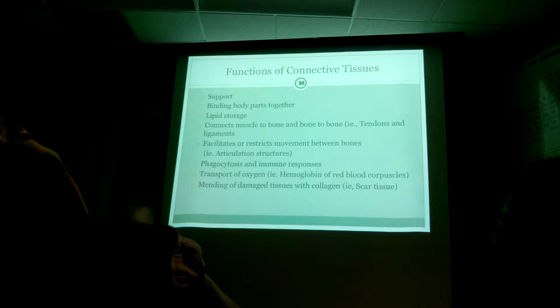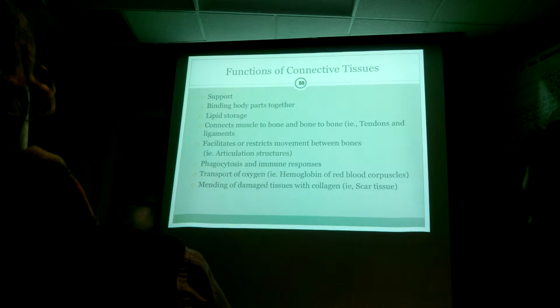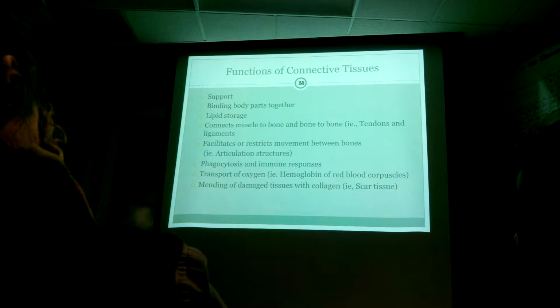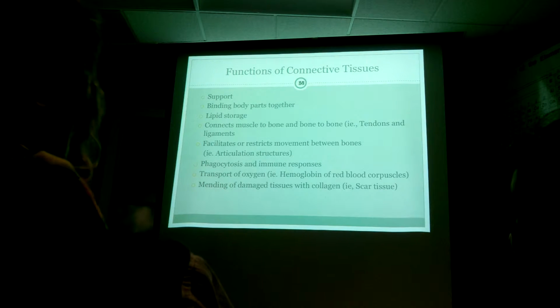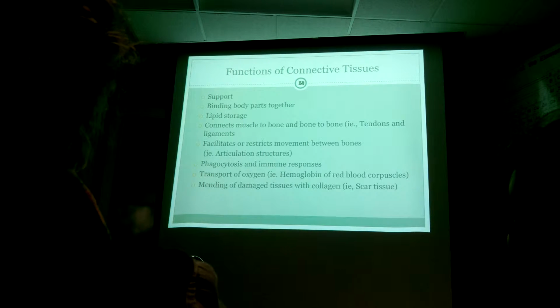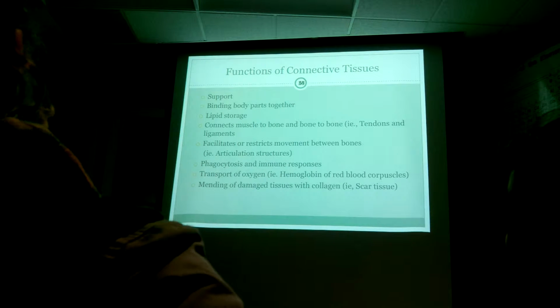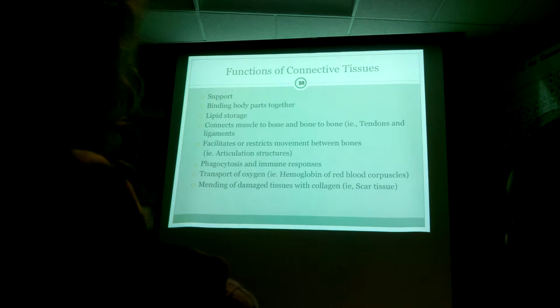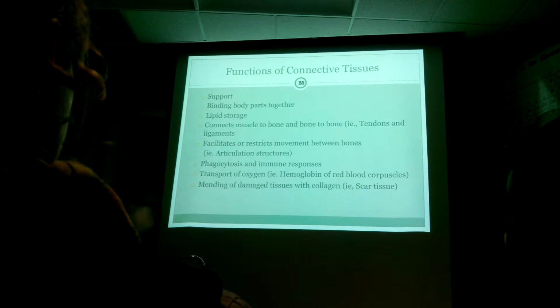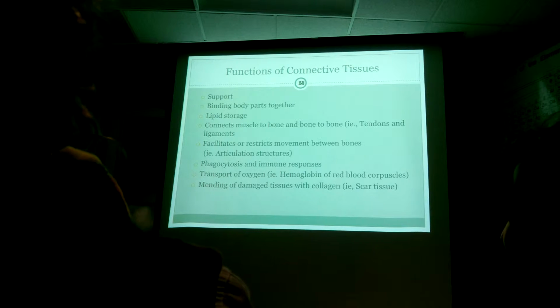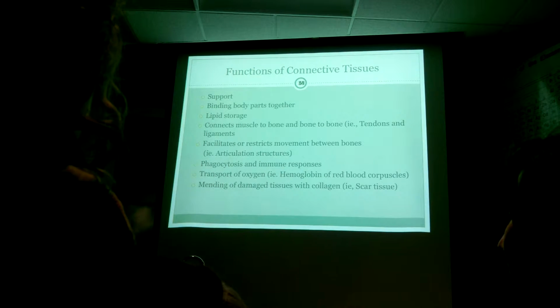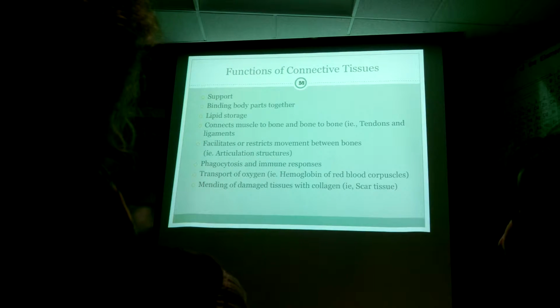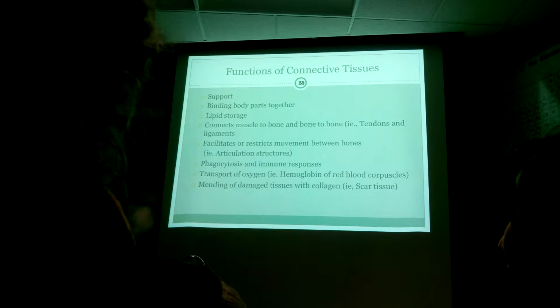So these would be some of the functions of connective tissues. We're talking about bones here. So many of these tissues are so important. Bones are support, binding body parts together. Cartilage, tendons, ligaments, these are all connective tissues.